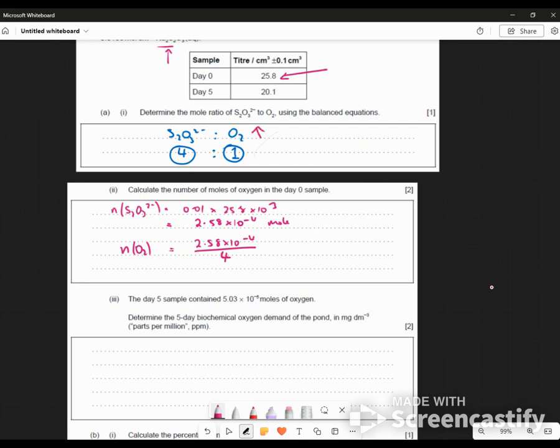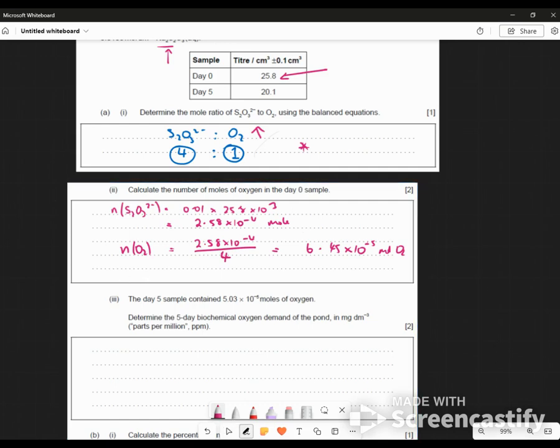But the ratio is 4-to-1, and using that, you get the number of moles of oxygen is 6.45 times 10 to the minus 5 moles of oxygen. Okay, so it's pretty tricky if you didn't get this one. All right, so there you go. The day 5 sample contained 5.03 times 10 to the minus 5 moles of oxygen. Determine the 5-day biochemical oxygen demand on the pond in milligrams per decimeter cubed, parts per million.